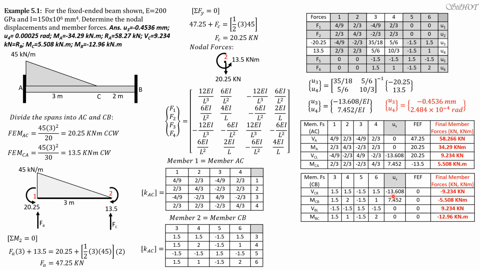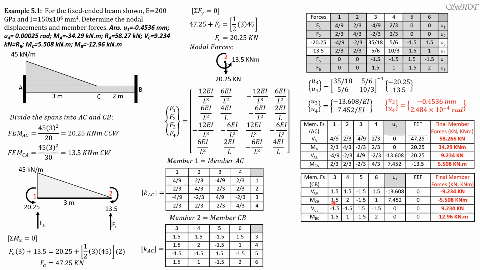By the way, there's no load in member CB, so fixed forces will not be generated. Everything here will be 0. So 1.5 times negative 13.608 plus 1.5 times 7.452, the rest is 0, then plus 0 equals negative 9.234 kilonewtons. Note that we expect the shear at C to be the same just to the left and just to the right. That's why we have the same value here, 9.234, although the second one is negative 9.234.